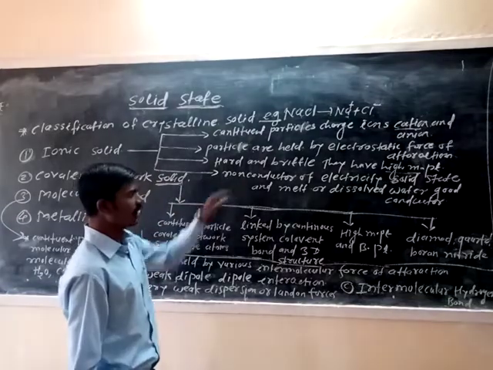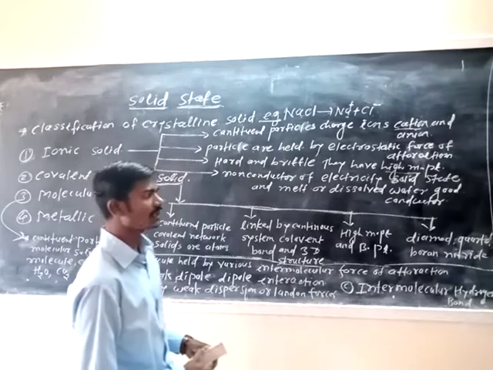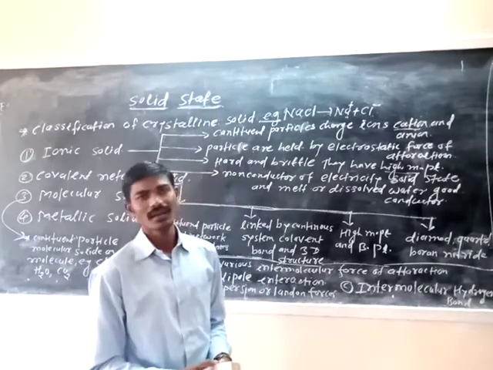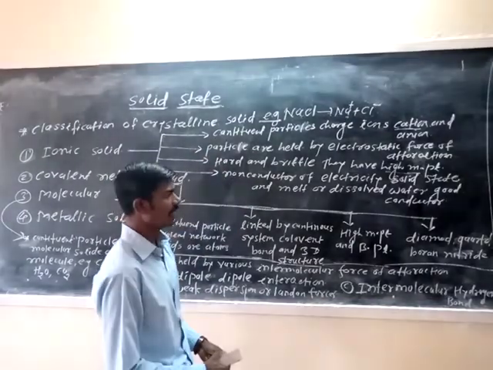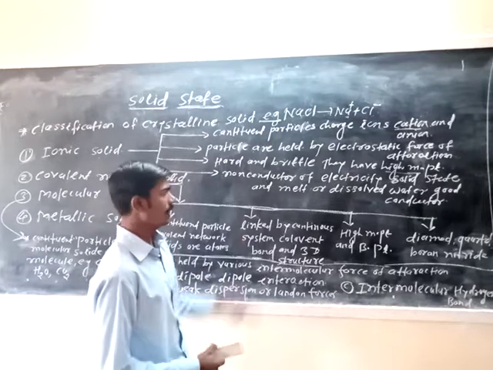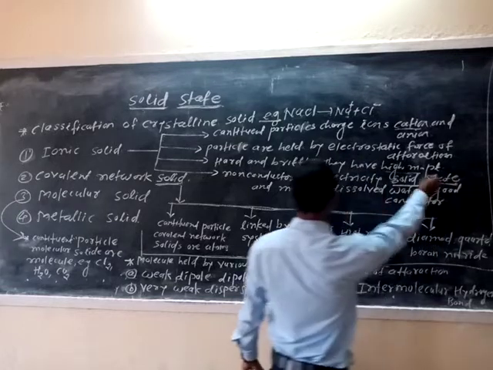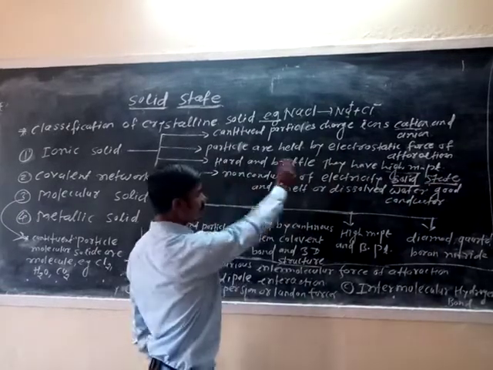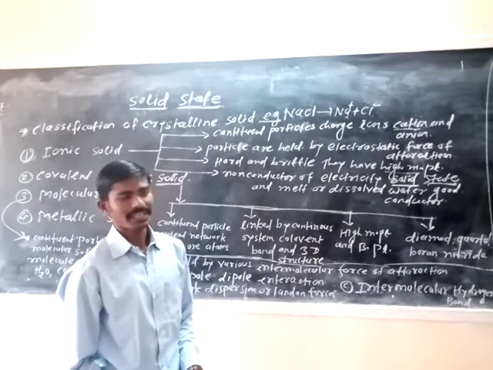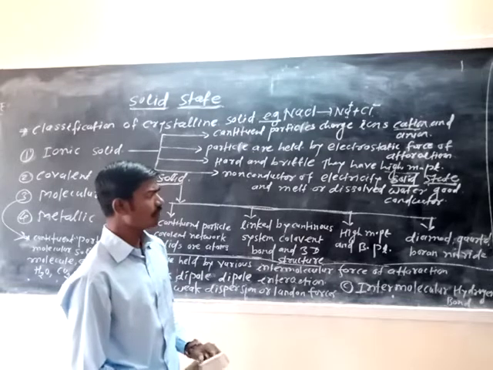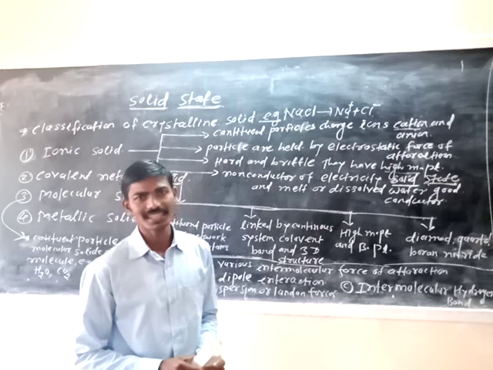Next point: ionic solids are non-conductors of electricity in the solid state, but when melted or dissolved in water they are good conductors of heat and electricity. In the solid state, electricity cannot be passed, but in the molten state or dissolved in water they are good conductors.